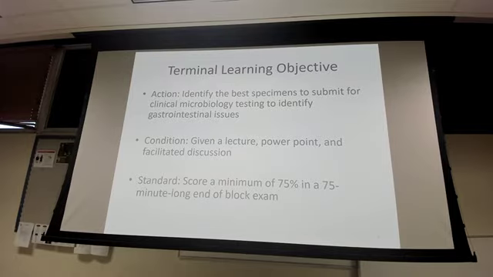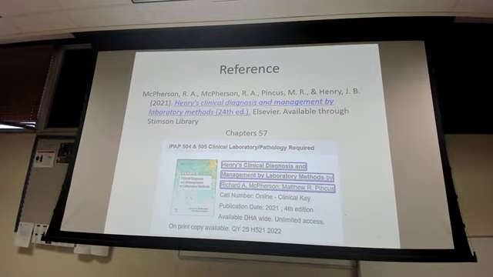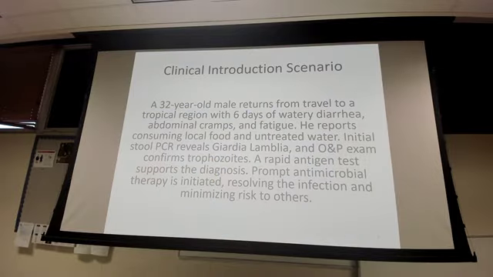Okay? So TLOs, actions, conditions, and standards, and ELOs. Right? We're going to talk about immune responses, a little bit of titers. We're going to talk about acute hepatitis panels, and diagnostic values for stool specimens. All right? This is your reference. Comes from chapter 57.